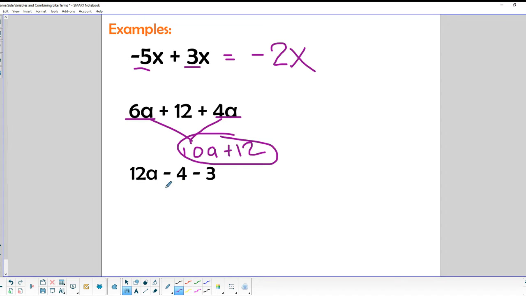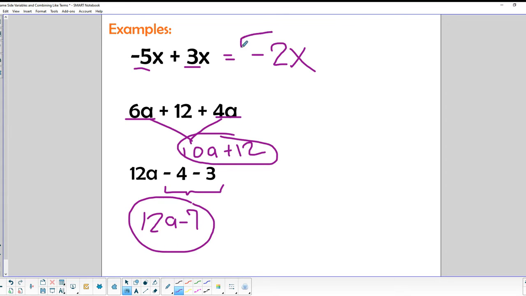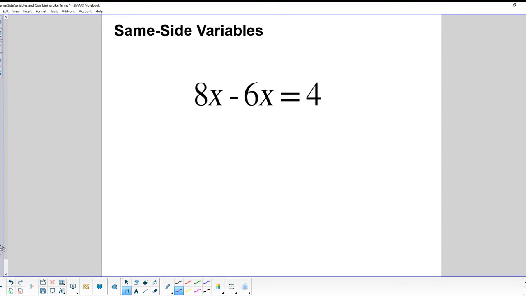This next one, you have two constant terms here. So you're going to just combine those together. So when you do that, you'll end up with 12a. And negative 4 minus 3 is just like a simple subtraction of integers. That would be just minus 7. So 12a minus 7. So that's how you simplify by collecting like terms.